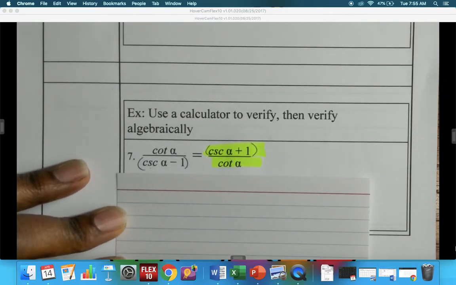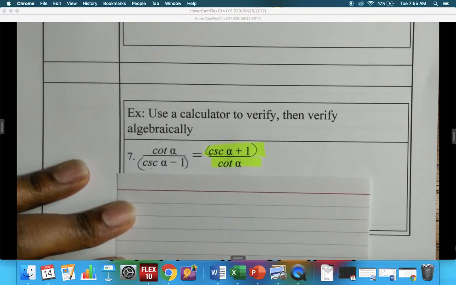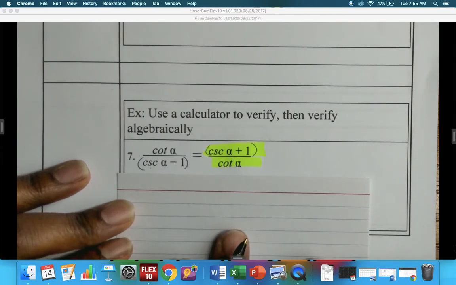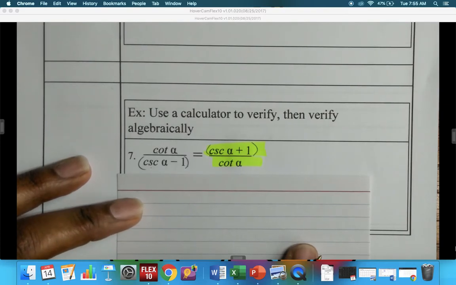So the only reason I wouldn't change everything to sine and cosine is because there's no sine and cosine here, and then I'd have a little bit more work to do. You can do it, it's just going to be a little more use of your sheet of paper, right? It'll give more steps that you'd have to do.